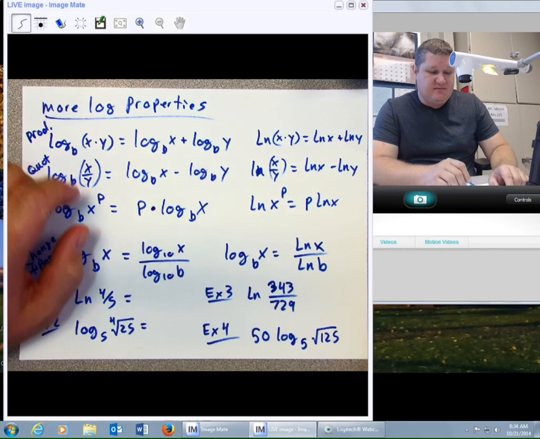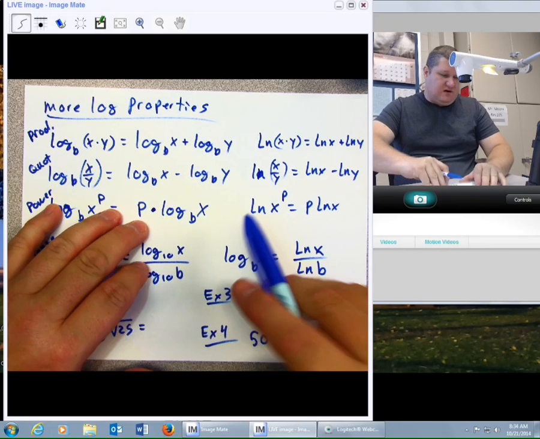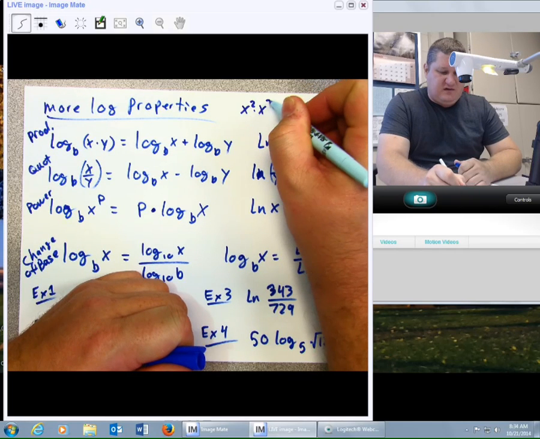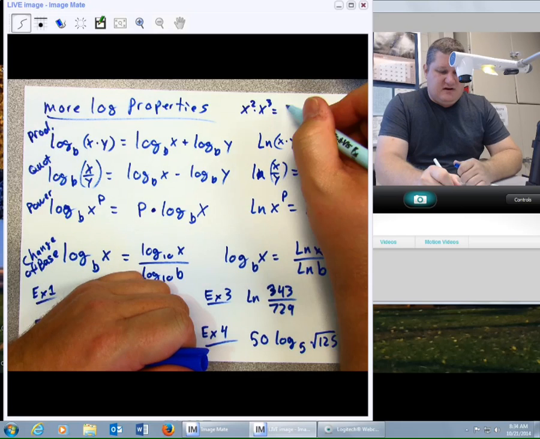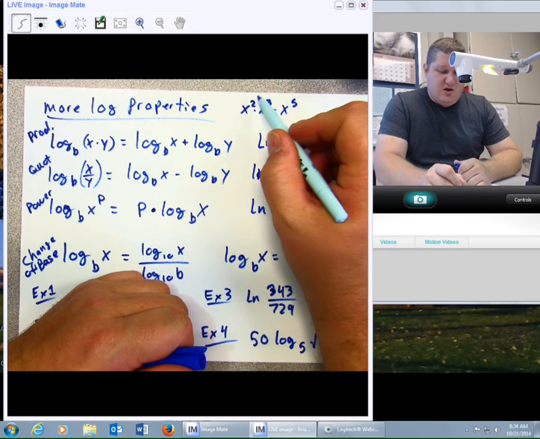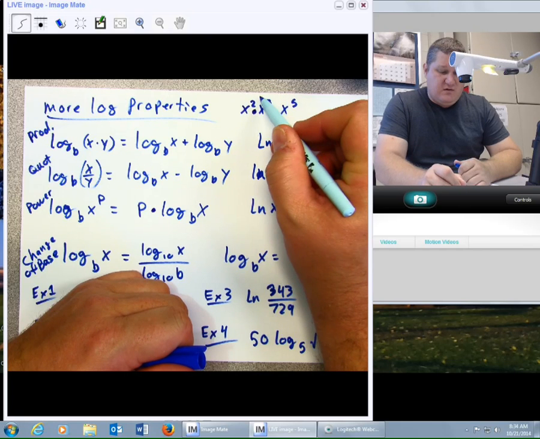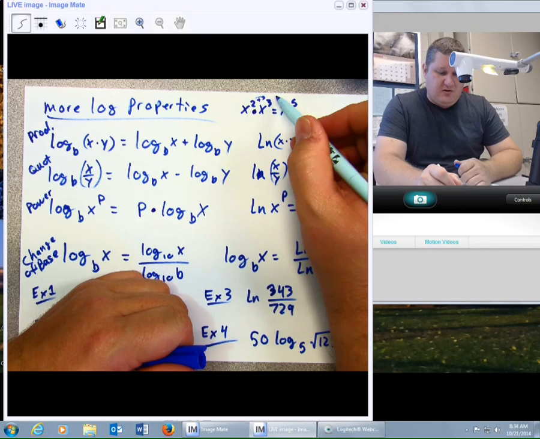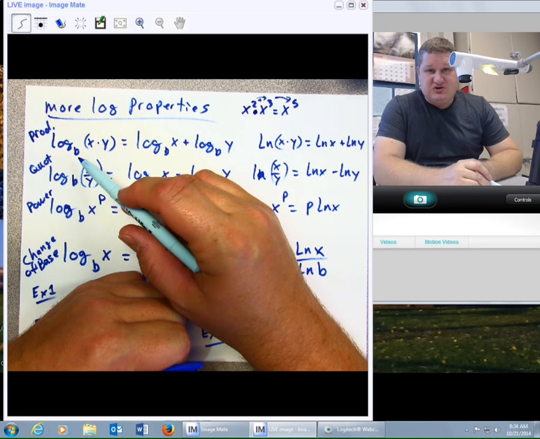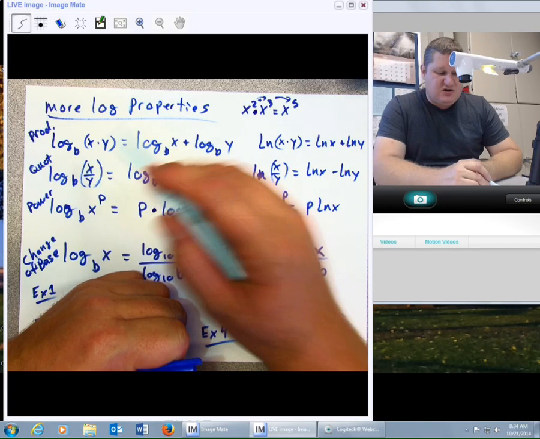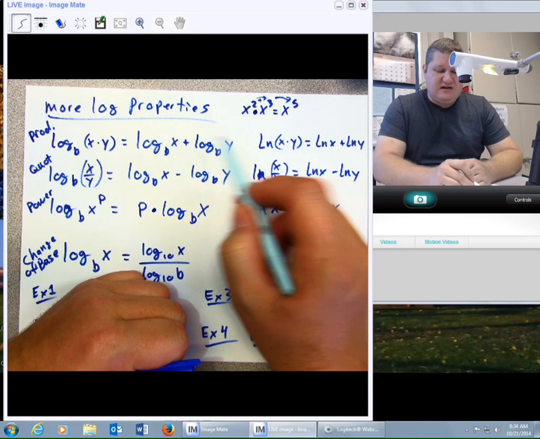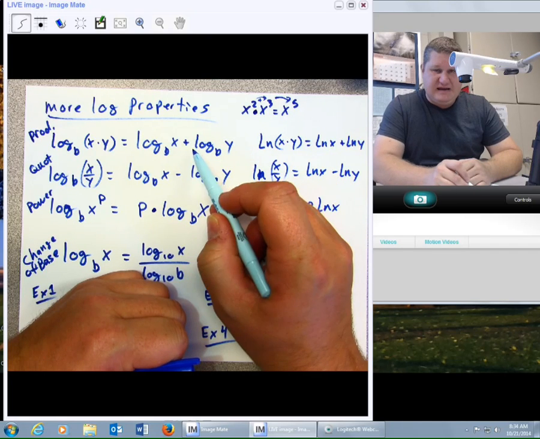Now, the reason this works, ladies and gentlemen, is because if I have x squared times x cubed, the answer is x to the fifth. What did we do with the exponents? When we had a multiplication, we added the exponents to get 5. Since remember, logarithmic functions are really just exponential functions, it would make sense that exponent rules apply. So if I have two things that are really exponents and they're really added, we're really multiplying.